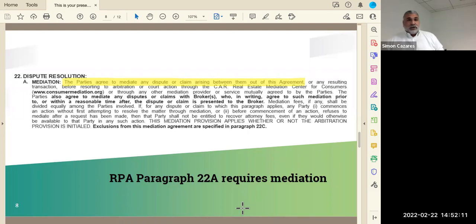Exactly. So dispute resolution, which, I'm not sure if this is now on the new RPA, Steve. I don't know if it's paragraph 22 still. But the dispute resolution, section 22A, talks about mediation, and it also talks about arbitration. So the parties agree to mediate any dispute or claim arising between them out of this agreement. And when we say agreement, they're referring to the RPA, okay? Or any resulting transaction before resorting to an arbitration. So we must first try to mediate this before we escalate it to an arbitration.